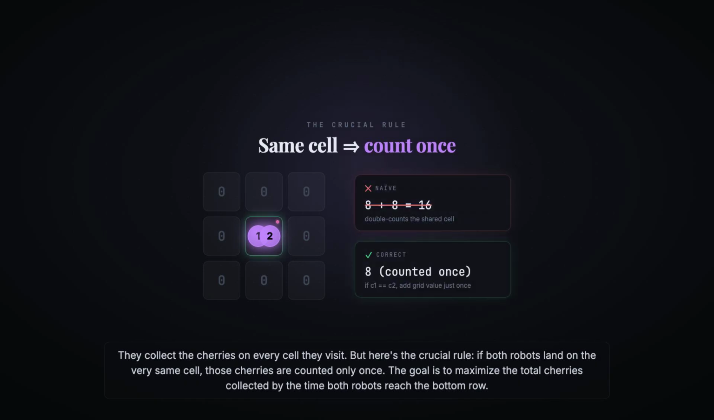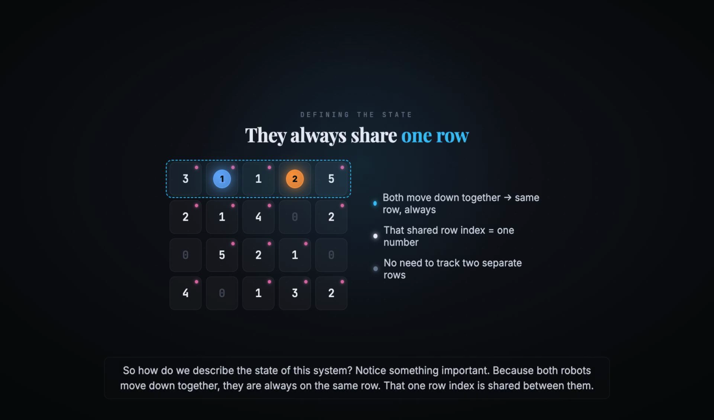But here's the crucial rule. If both robots land on the very same cell, those cherries are counted only once. The goal is to maximize the total cherries collected by the time both robots reach the bottom row. So how do we describe the state of this system?